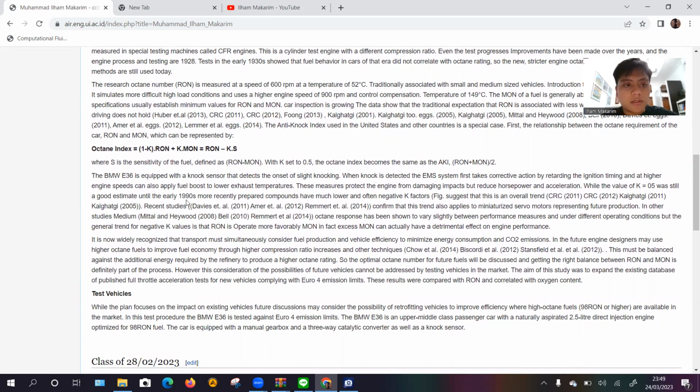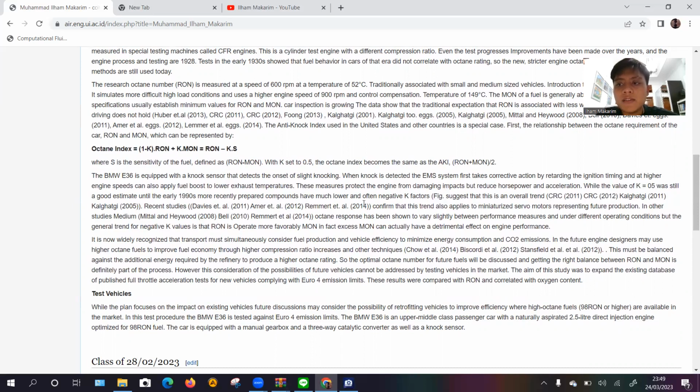So in this test, I'm going to use my BMW E36 that is equipped with a knock sensor that detects the onset of slight knocking. When knock is detected, the EMS system first takes corrective action by retarding the ignition timing, and at higher engine speeds can also apply fuel boost to lower exhaust temperatures. These measures protect the engine from damaging impacts but reduce horsepower and acceleration.